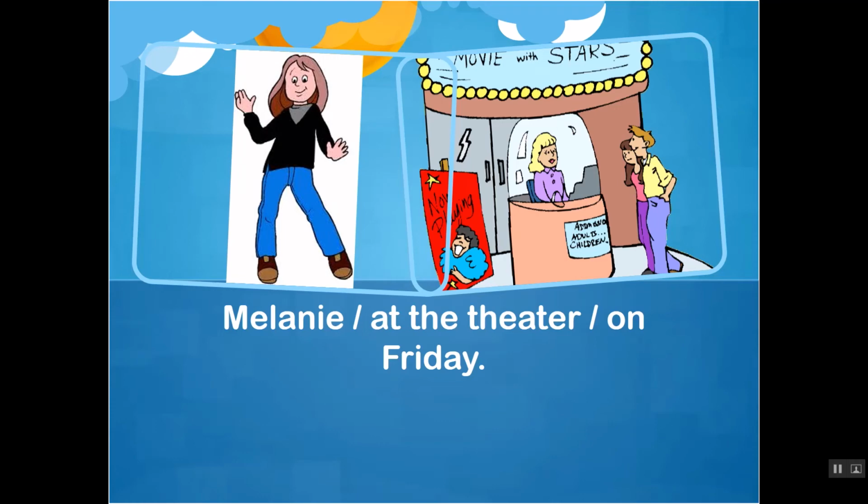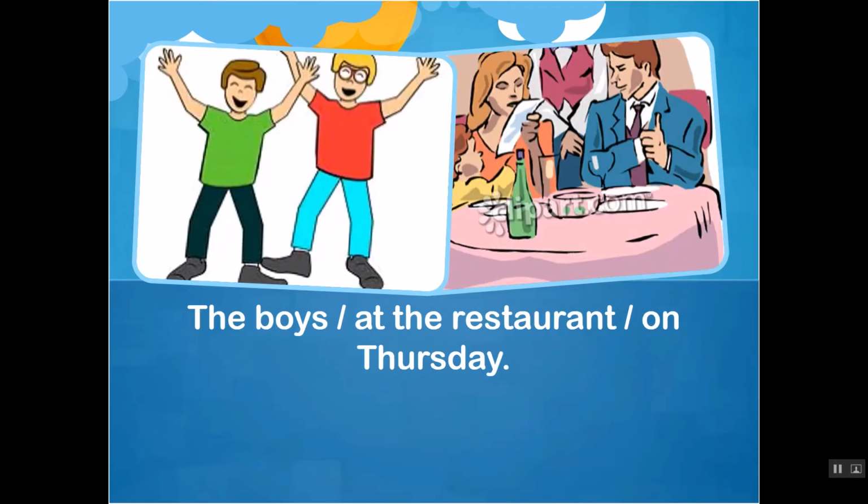Melanie blank at the theater on Friday. Melanie wasn't at the theater on Friday. She wasn't at the theater on Friday. The boys blank at the restaurant on Thursday. The boys weren't at the restaurant on Thursday.